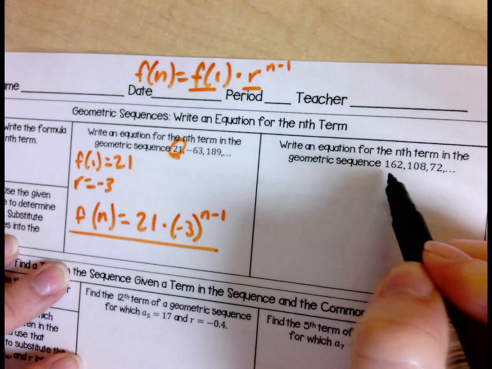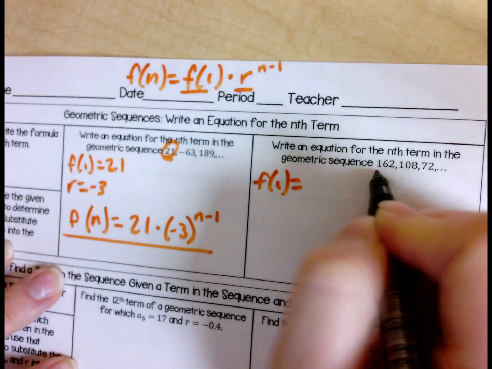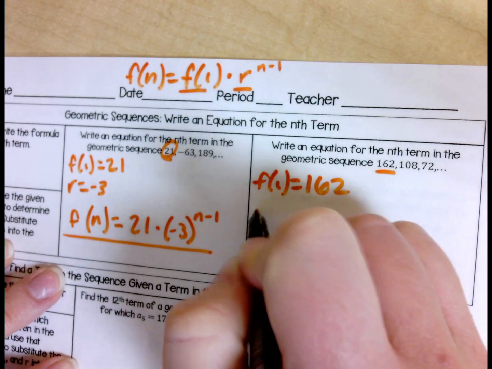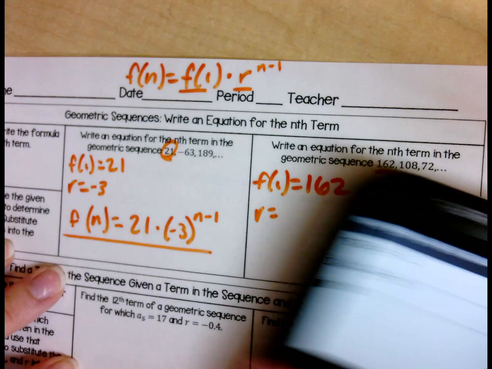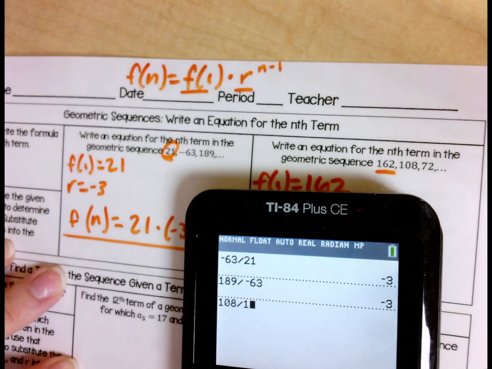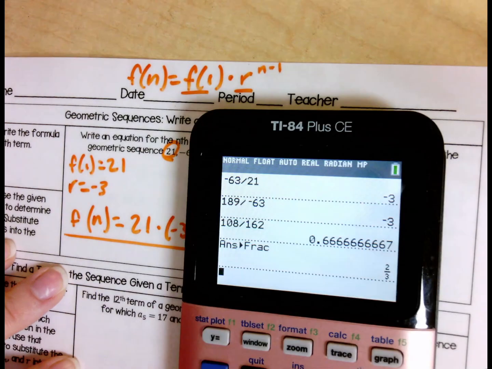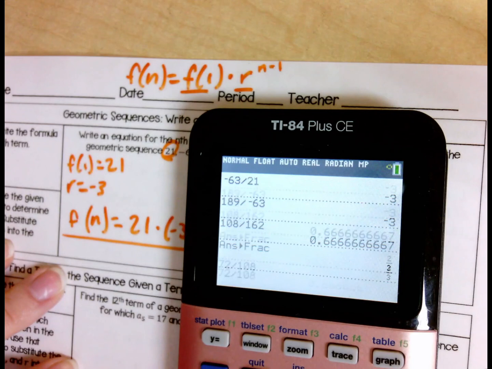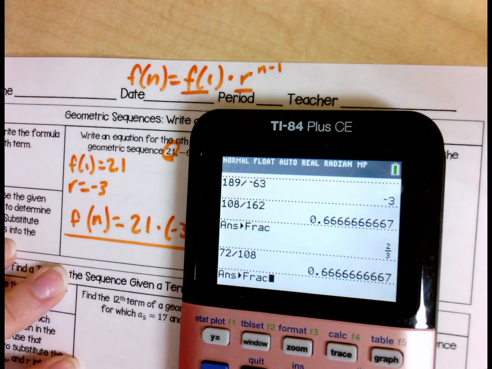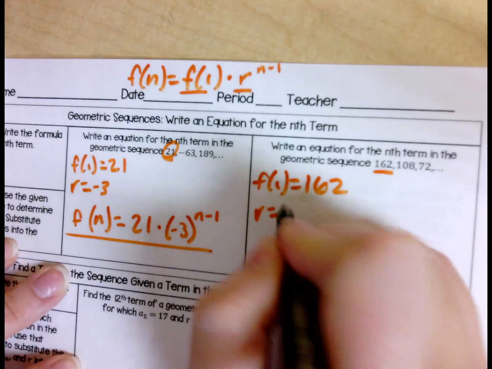So now we have 162, 108, and 72. So the first term, again, that first number is 162. The ratio, all right, we have 108, and we divide it by 162, and we get this number, which if we convert to a fraction is 2/3. And then we can also try it with the 72. 72 divided by 108 is also that same number, which is still 2/3. Okay, so 2/3 is our ratio.